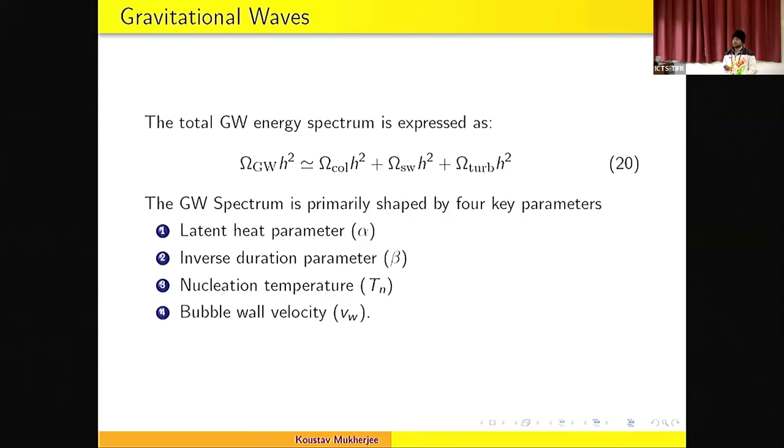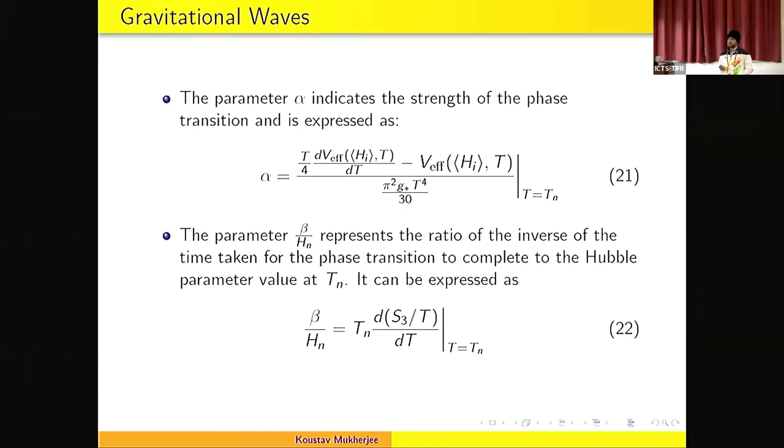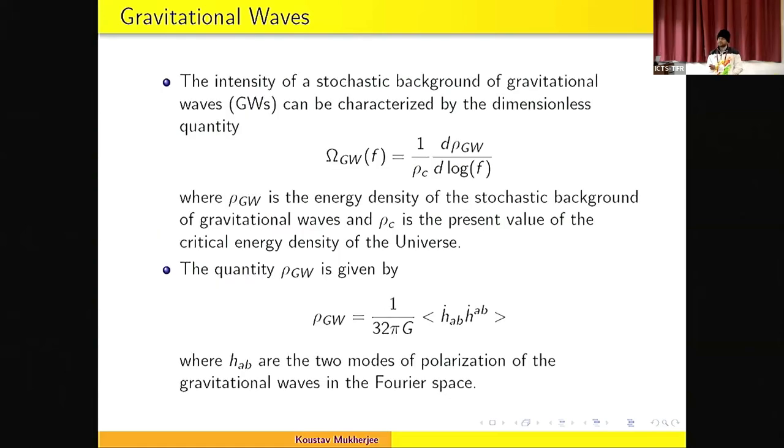So bubble wall velocity is vw, Tn I defined earlier. This alpha is related to the latent heat released in the phase transition, and also denotes how strong the phase transition is, and is given by equation 21, while this beta by Hn represents the ratio of the inverse time duration of the phase transition to complete, evaluated at the temperature Tn.